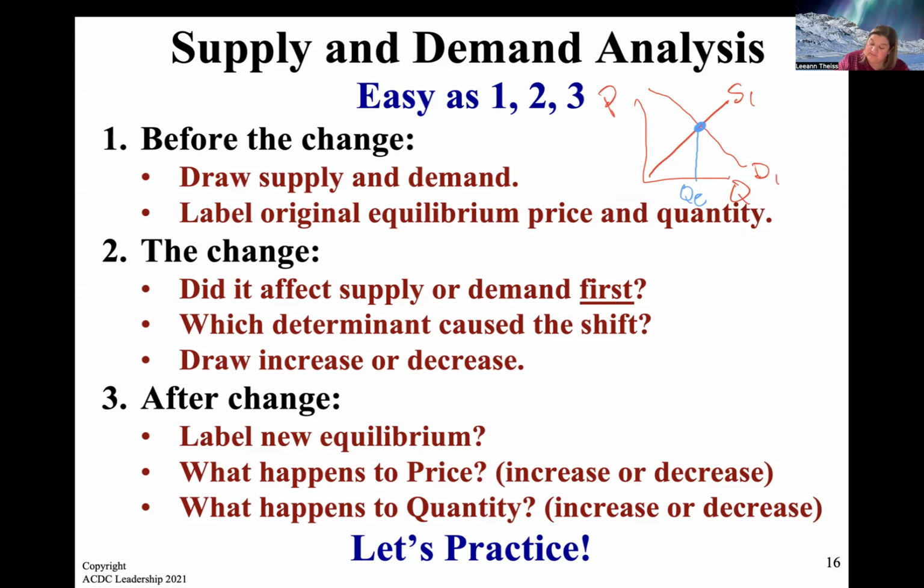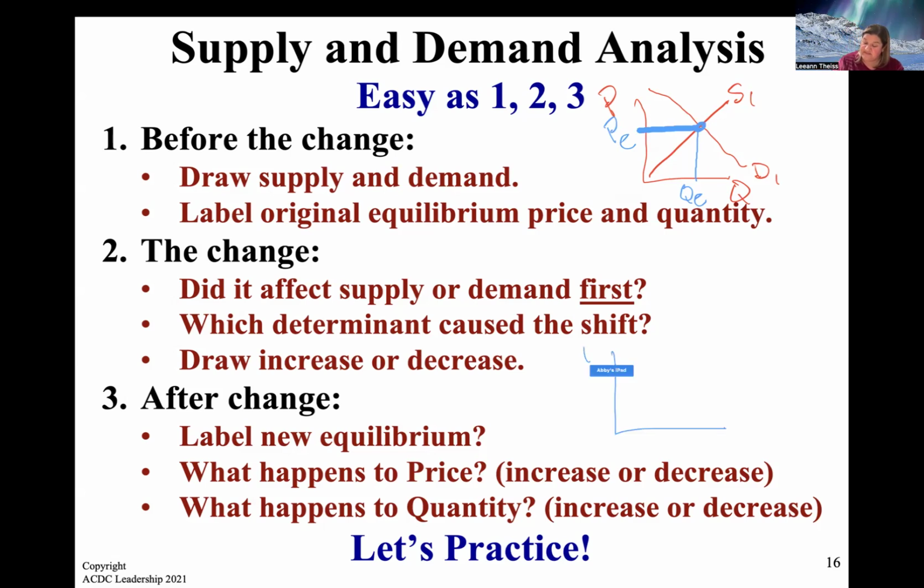And then I'm going to drop a line over here and I'm going to label it P. And again, I'm going to put a cute little E there that stands for the price at equilibrium. So QE and PE, that is our price and quantity when we are at equilibrium.